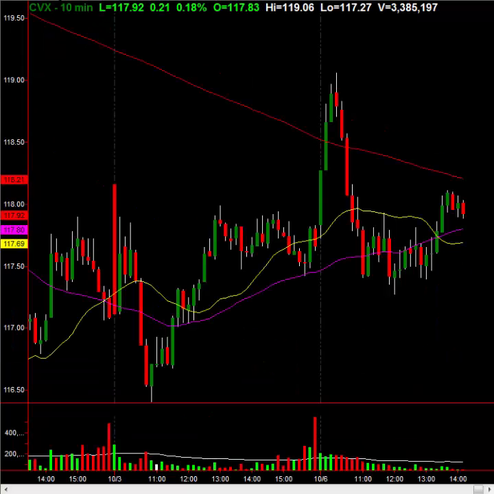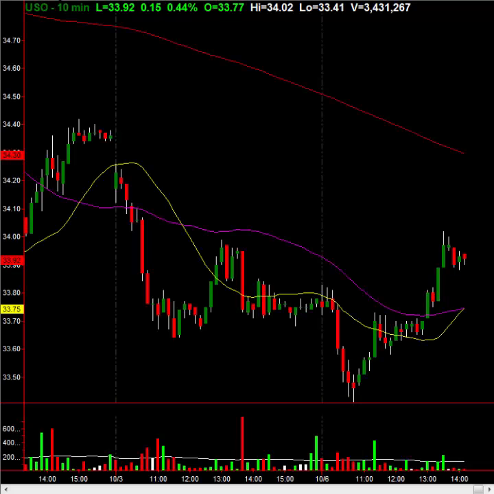It's interesting, the oil plays are still under some pressure because oil's under pressure, but you can see even Chevron's gone green. If we look at the USO here, take a look at the USO. It initially had a big flush, and now it's reversed.